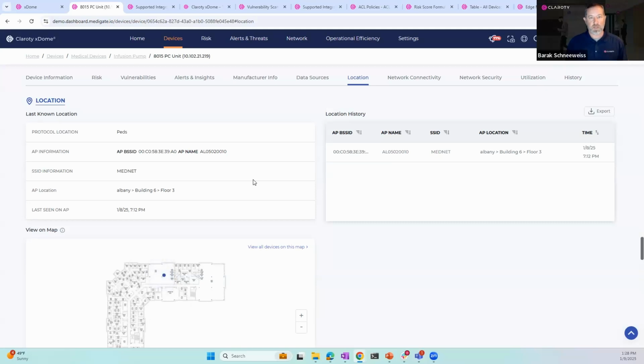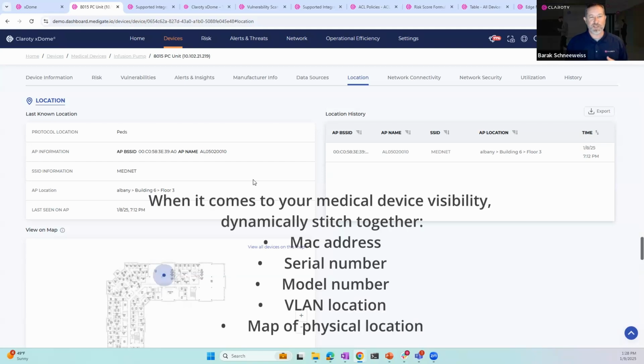So we do all these types of things together. VLAN, what VLAN is it currently sitting on? Why is it on that VLAN, right? These are very difficult things to stitch together normally, and our system just does it dynamically.